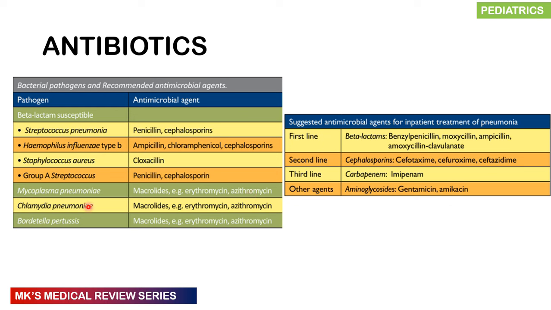Chlamydia pneumoniae, you want to use again the macrolides, as well as Bordetella pertussis, which is what is causing our whooping cough. We want to target that with macrolides. So our suggested lines of treatment include our first line drug, which are the beta-lactams, the benzopenicillins, amoxicillin, amoxicillin with clavulanic acid. You also have ampicillin. Then our second line, our cephalosporins, pretty much our cefotaxime, cefuroxime, ceftazidime. Our third line drugs are our carbapenems, which is imipenem. Then our other agents that we use are aminoglycosides like gentamicin and amikacin, which can target these gram-negative organisms.